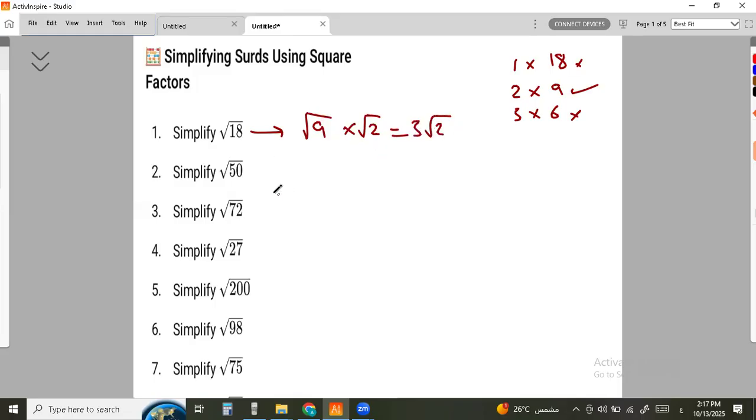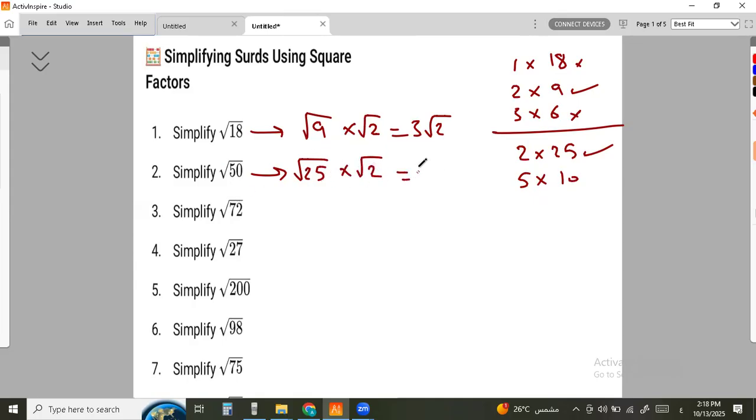Let's have a look at the next example. Square root of 50. We agreed we're going to stay away from 1 times 50. But I have 2 times 25. Let's take them in order, starting from 1. 1 times 50, stay away from it. 2 times 25, 3, no, 4, no, 5 times 10. And I think that's it. Which one of them has a square number? This one. Perfect. So it is root of 25. I always love to start with the one that is squared. Root of 25 times root of 2, which is 5 square root of 2.